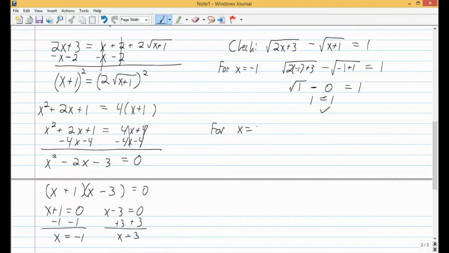Now I'm going to check for x equals 3. The square root of 2 times 3 plus 3 minus the square root of 3 plus 1 equals 1. So that's the square root of 9 minus the square root of 4 equals 1. Or 3 minus 2 equals 1. 1 equals 1. It checks out again. Okay, so this means that both of my answers, negative 1 and 3, are included in my solution.